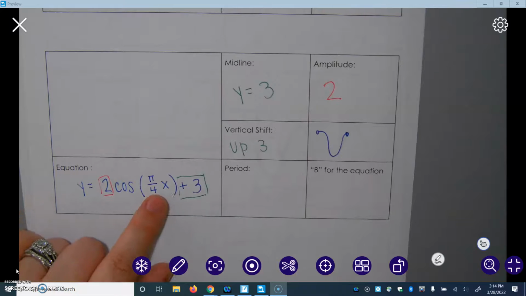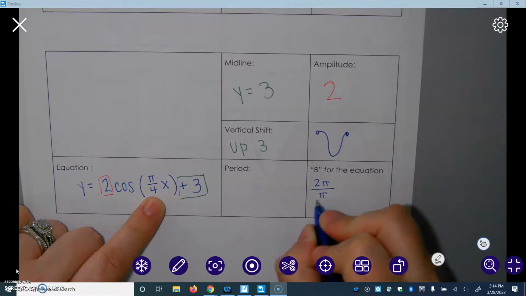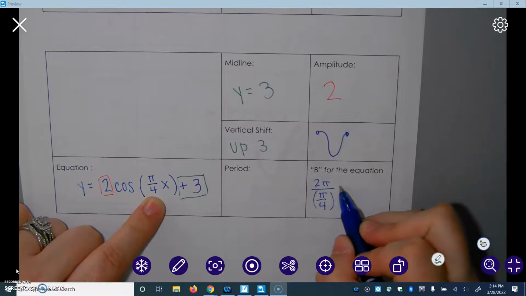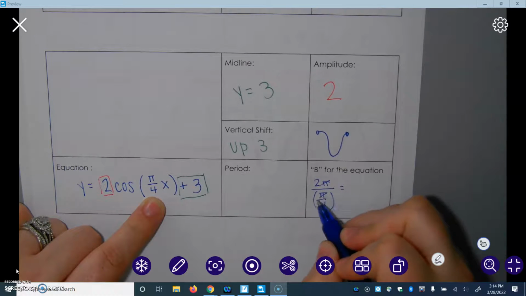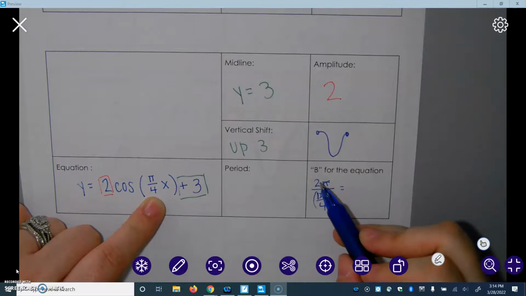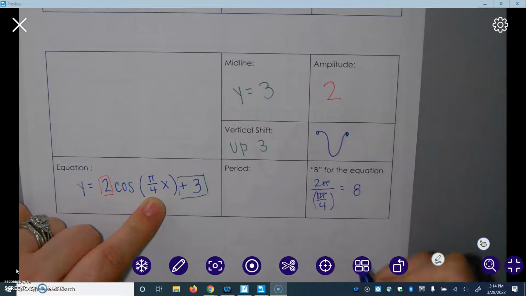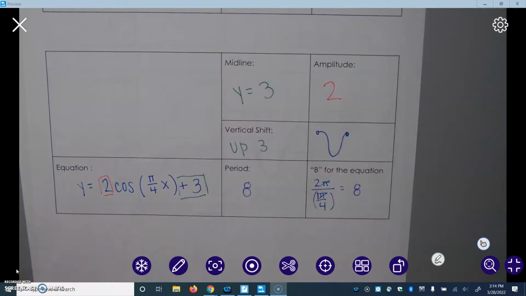And then that's b. I need to do 2 pi over 4. So we can use the calculator for this. The pi's are going to cancel because I'm going to be doing a pi divided by a pi. And I could put a 1 in its place. So if I use the calculator to do 2 divided by parentheses 1 over 4, that's going to equal 8. So that's my period. My period would be 8.